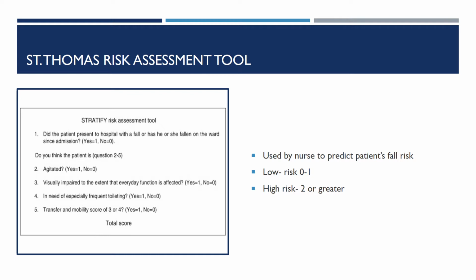According to Callis, out of the Morse Fall Scale, Hendrick 2 Fall Risk Model, and the St. Thomas Risk Assessment Tool, the Morse Fall Scale is the most sensitive in determining the patient's risk for falling. This is reassuring because as of October 1st, my hospital switched from the Hendrick model to the Morse Fall Scale in wake of our EPIC transition.